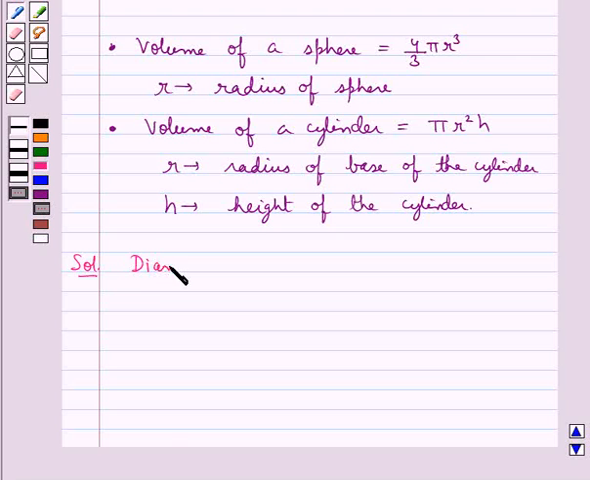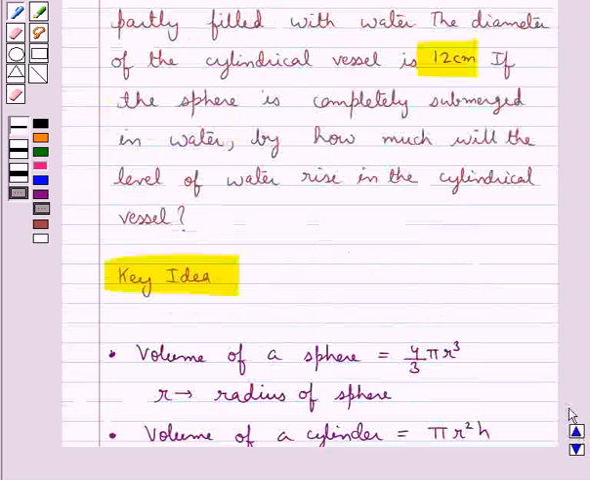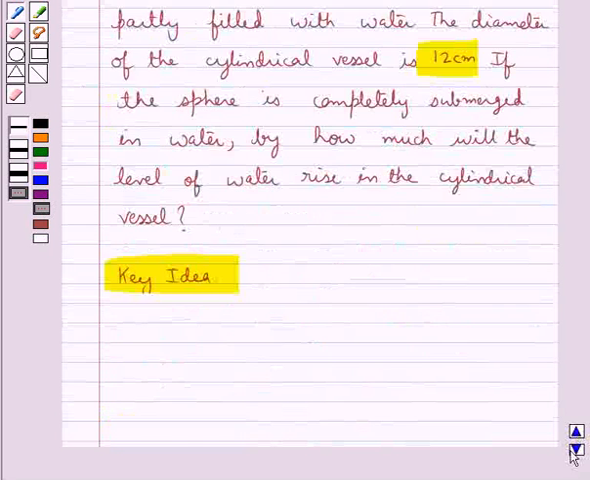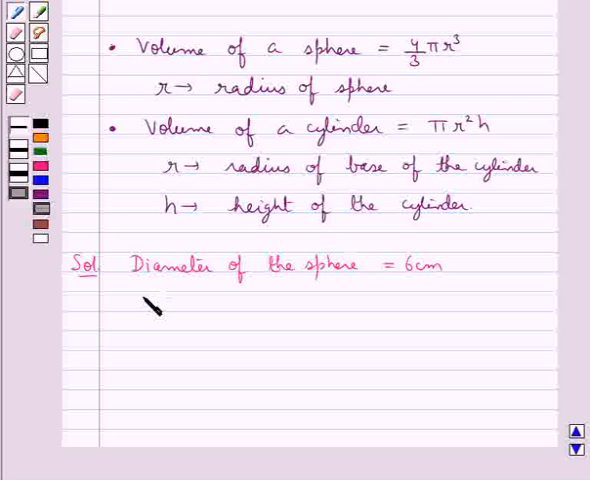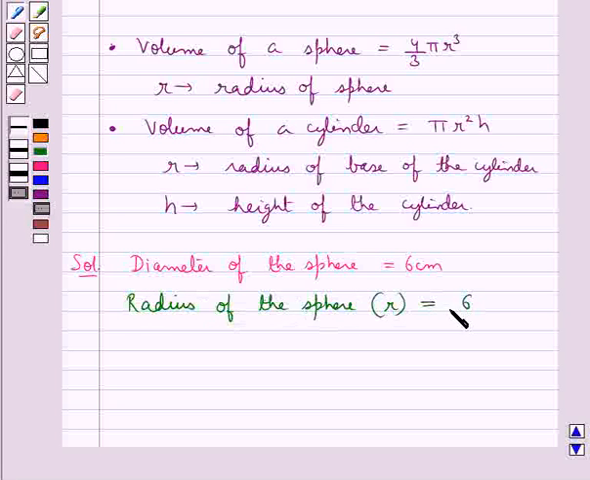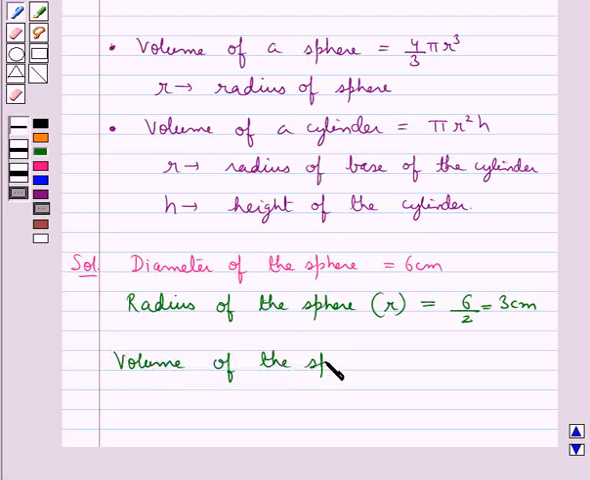We are given the diameter of the sphere as 6 centimeters. So, obviously its radius is given by r is equal to 6 upon 2, that is equal to 3 centimeters. Now we can find out the volume of the sphere, given by V is equal to 4 by 3 pi r cube.